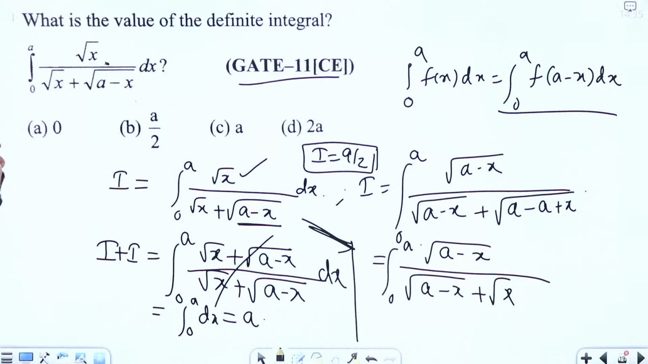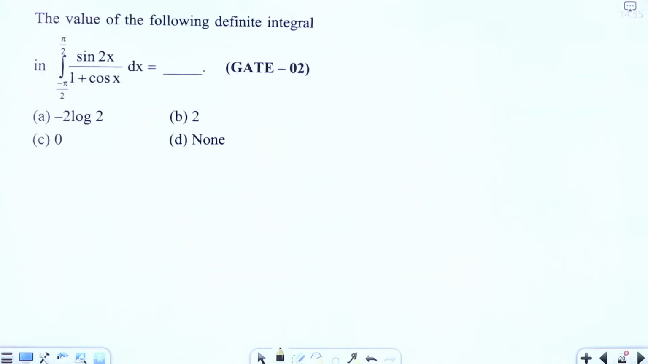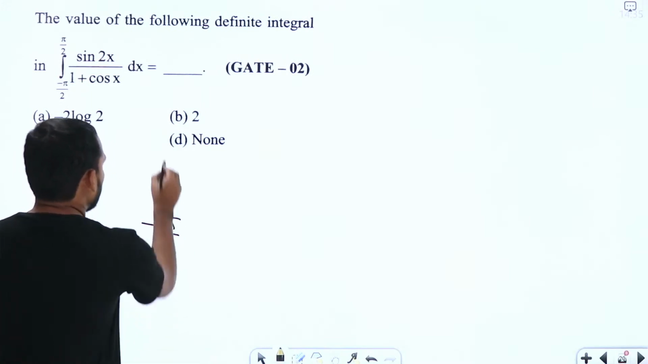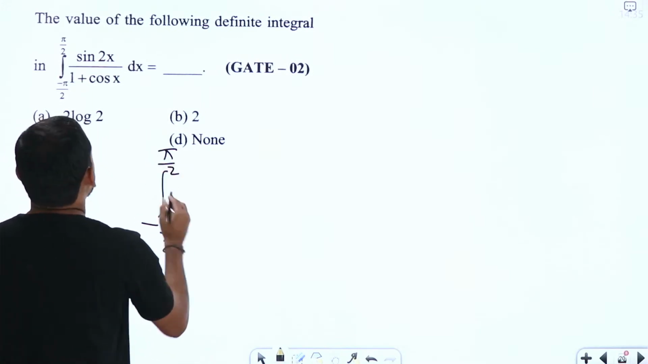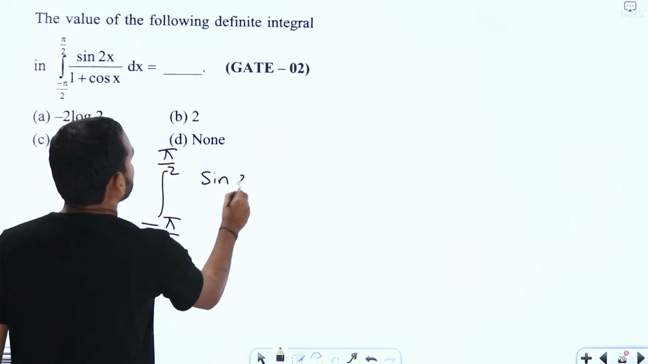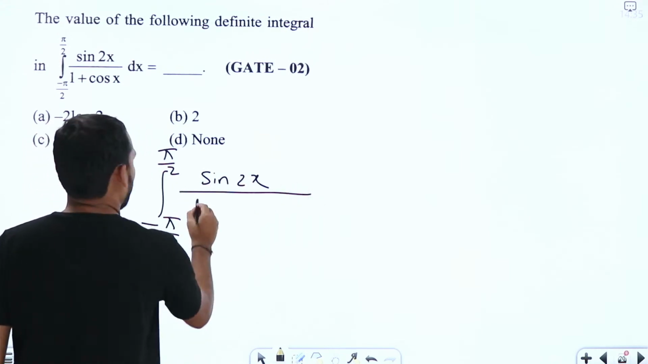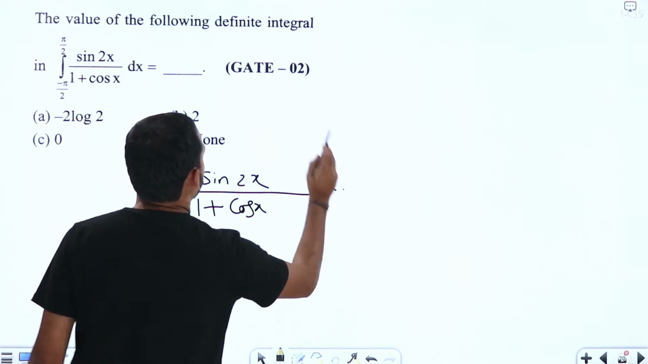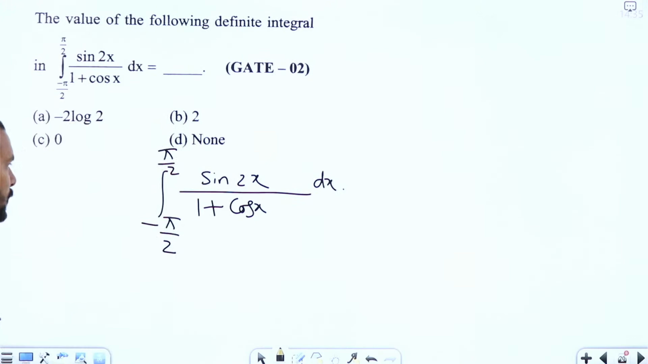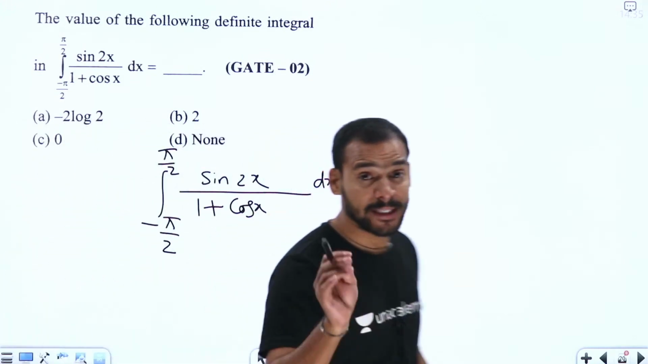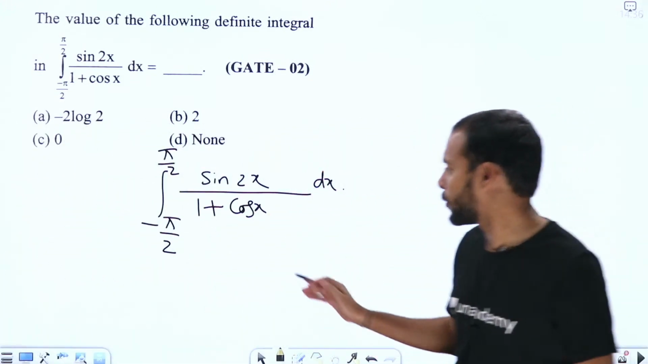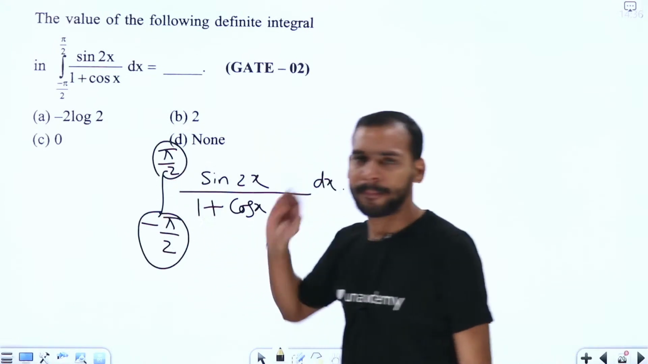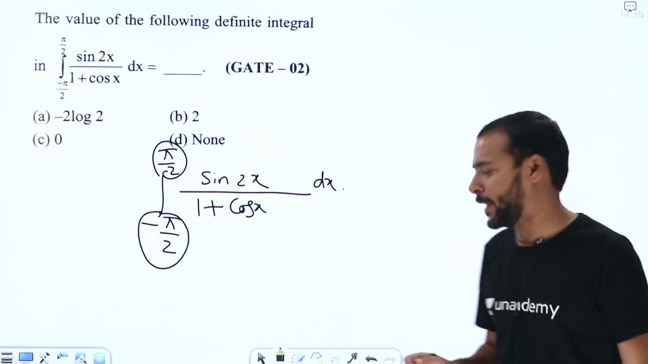Now let us move on to the next question, guys. Here it is given the integral from minus pi by 2 to pi by 2 of sin 2x divided by 1 plus cos x, dx, right? This is the value that we need to find. Immediately after seeing this question, you have to apply one of the properties, which is of the form minus a to a, right?